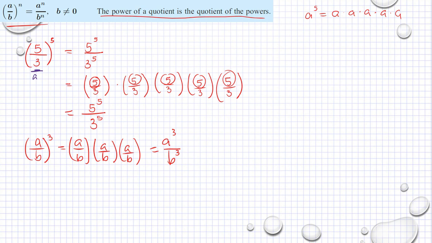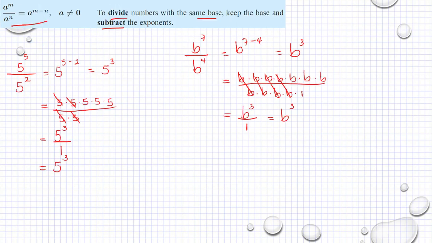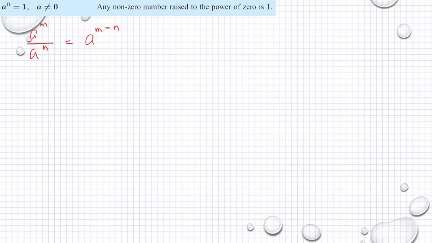Next law: a raised to 0 is equal to 1. Before I prove this, I will remind you that we have a raised to m divided by a raised to n is equal to a raised to m minus n, the second law that we have discussed. It's very important that you remember that.